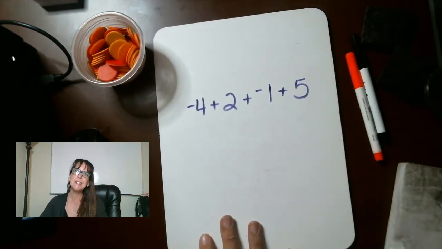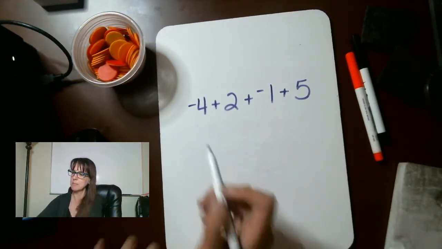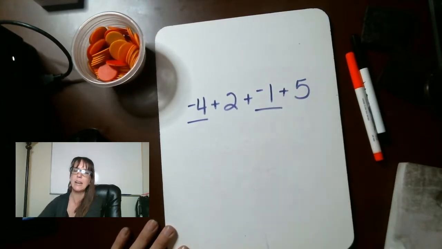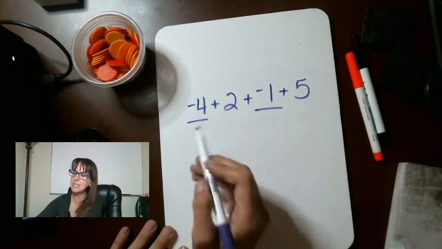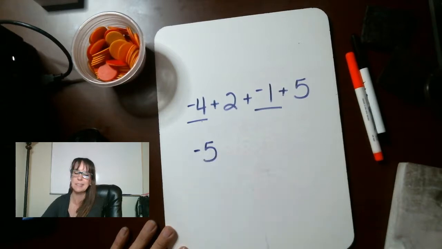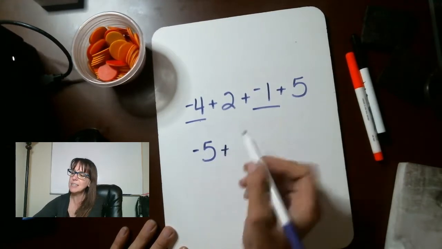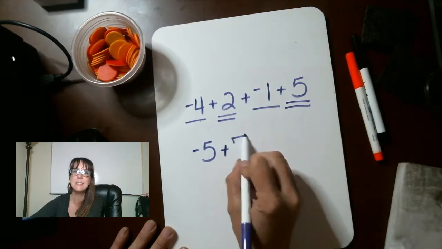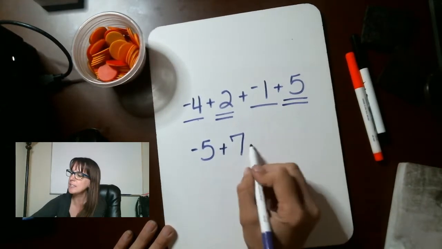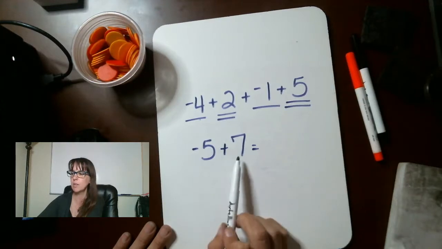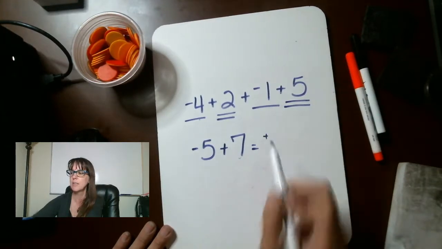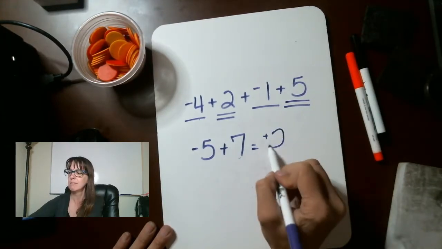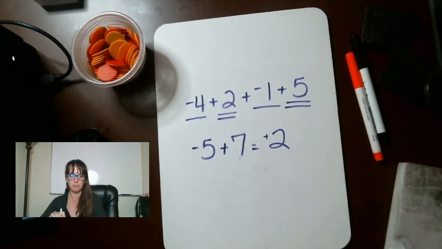The best way to deal with this is gather up our teams. -4, -1. That team is the negative team, and it is now 5 big. Okay, 5 big. Plus, we have our positive team here, 2 and 5. That gives us 7. Now we're ready to determine which team is larger. Well, it looks like our positive team is larger. By how many? 2. By 2, okay?